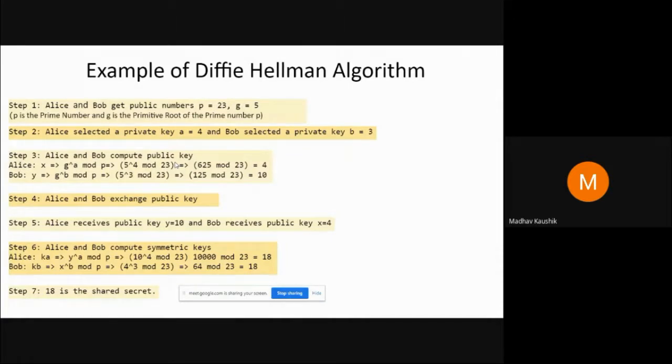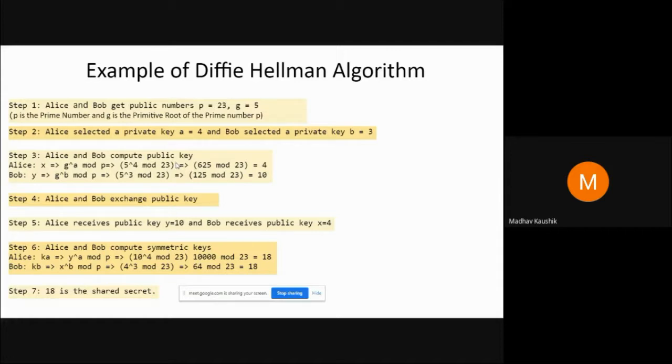Now with the help of these private keys, Alice and Bob will compute the public key. The formula for computing the public key is g to the power of a mod p, where g is the primitive root, a is the private key that was generated, and p is the prime number. So 5 to the power of 4 mod 23 gives us 4. So x is the public key of Alice, and that has the value 4. Similarly, we can compute the public key of Bob.